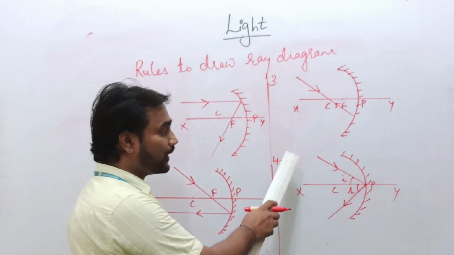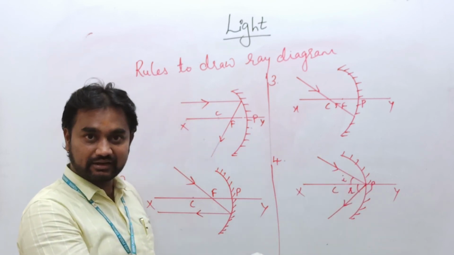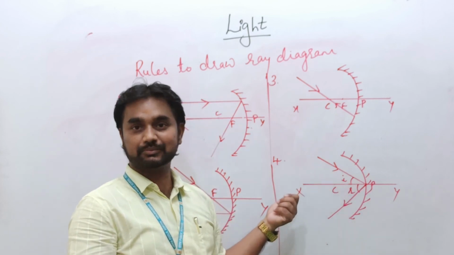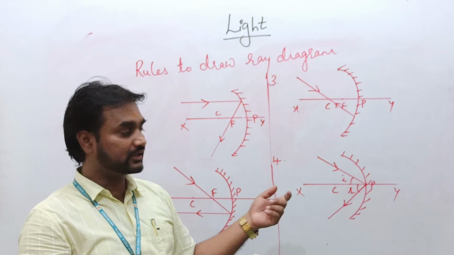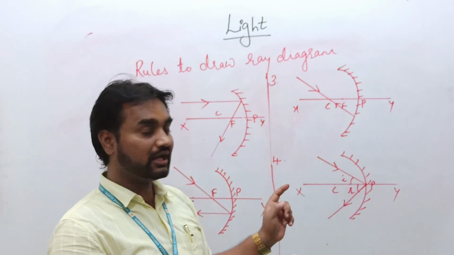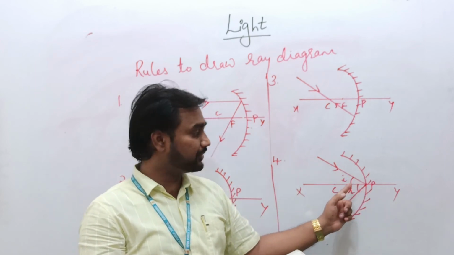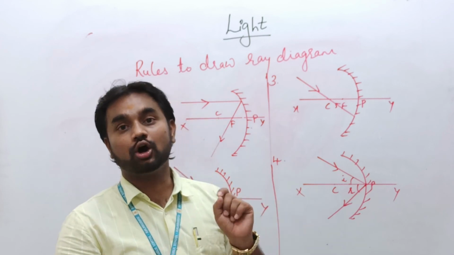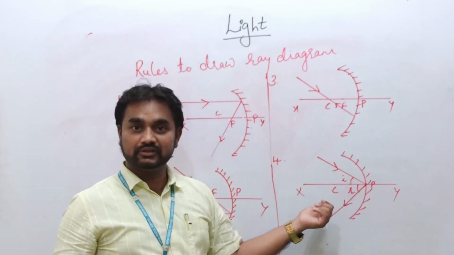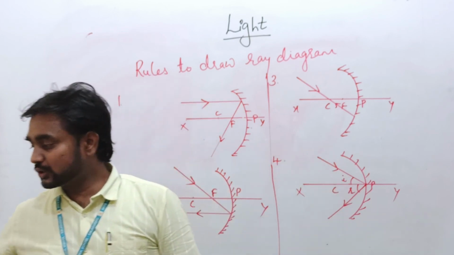Is that clear? So whenever the light ray is incident at the pole, the reflected ray makes an angle equal to the angle of incidence with the principal axis. So whenever the light ray falls at the pole, it is going to obey the second law of reflection, that is, it is going to reflect back with the same angle as the angle of incidence. Hope all the rules are clear.